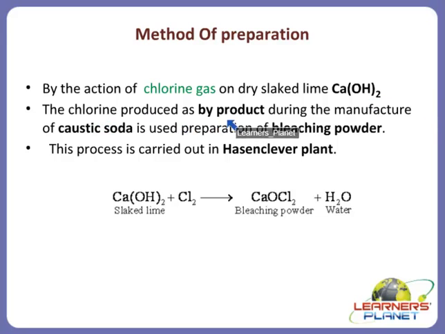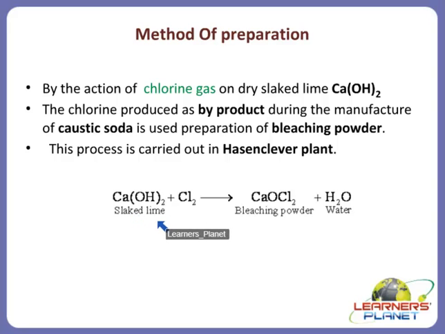The chlorine produced as byproduct during manufacture of caustic soda is used in the preparation of bleaching powder. I told you, children, that the chloride ion which is formed at the anode evolves as chlorine gas, right? Now that chlorine gas can be used for the preparation of a large number of compounds. One of the compounds is bleaching powder, right? Now this particular process is carried out in the Hasenclever plant. This is a plant where the manufacture of bleaching powder is carried out, right?